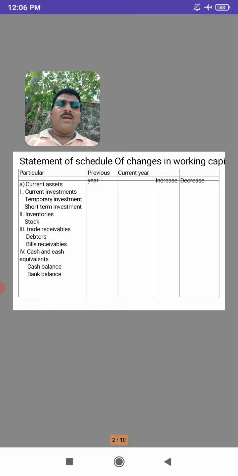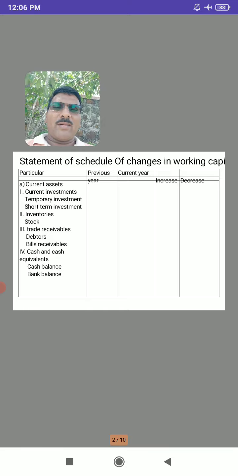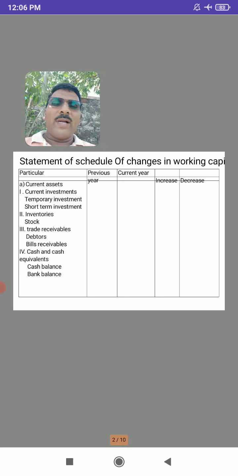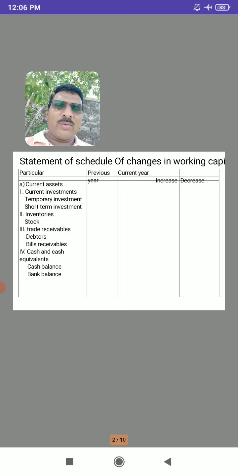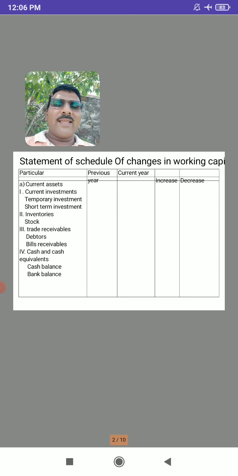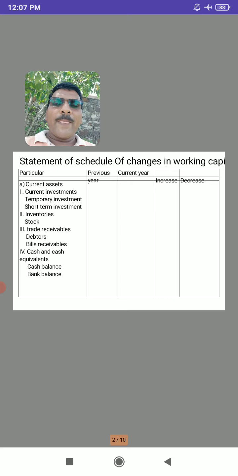Increase and decrease means that for every particular asset or liability, by comparing previous and current year data, we have to calculate whether there is any increase or decrease in that asset or not. That means if there is any change in the asset value or liability value, you have to see. So first we take current assets. We have already seen the list of current assets.